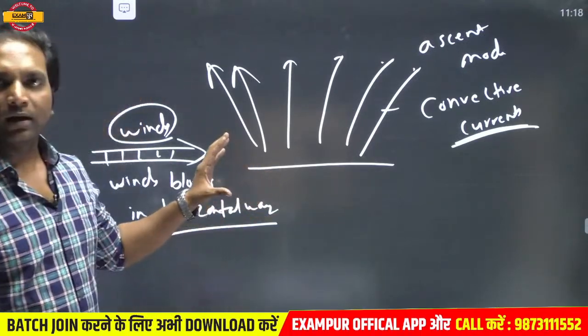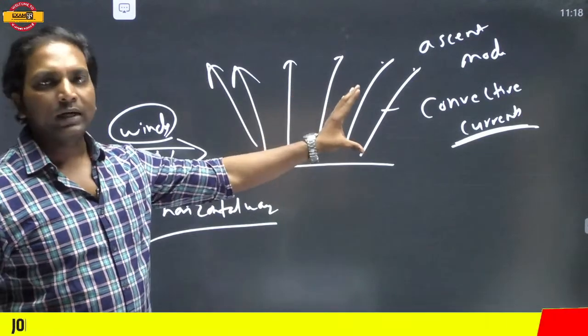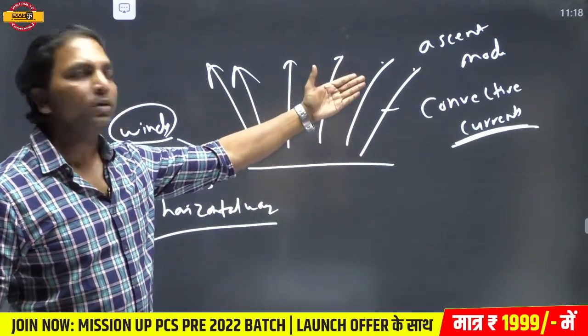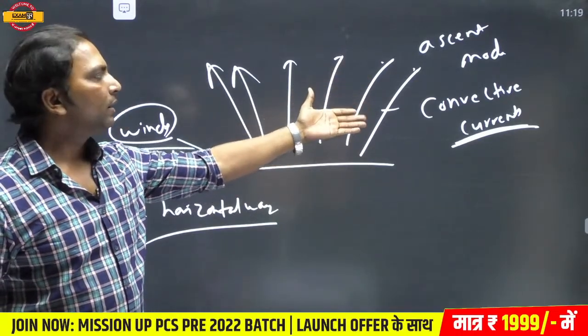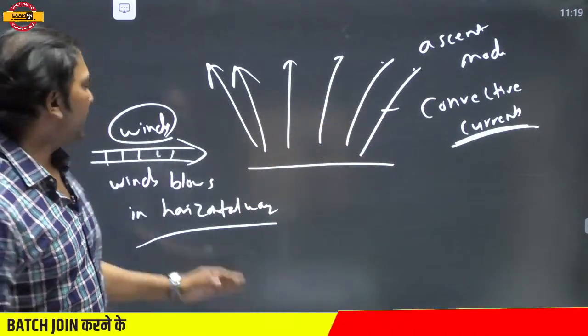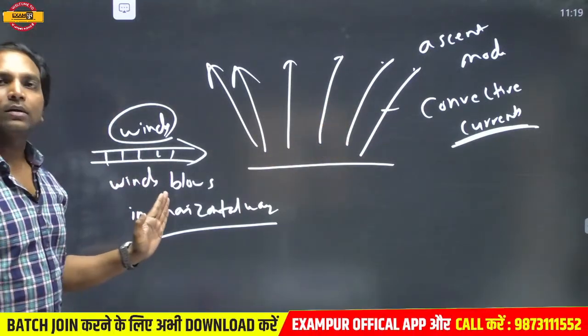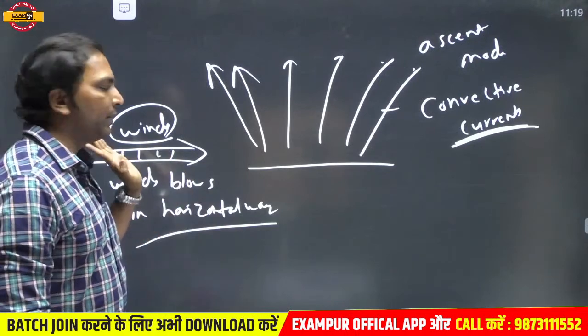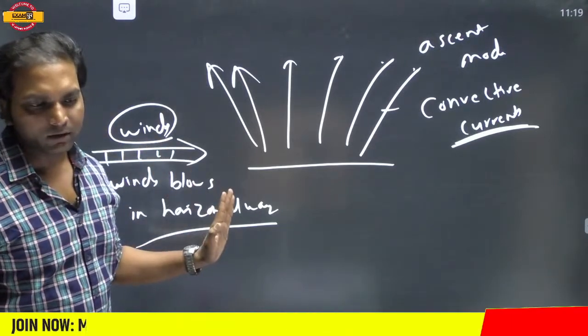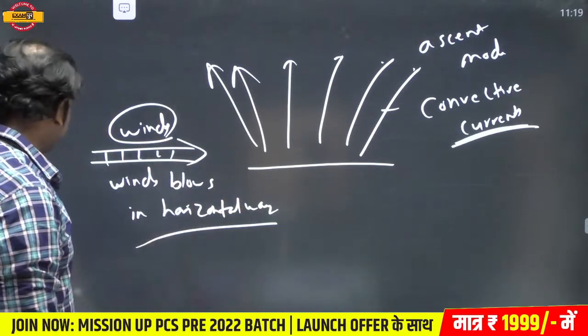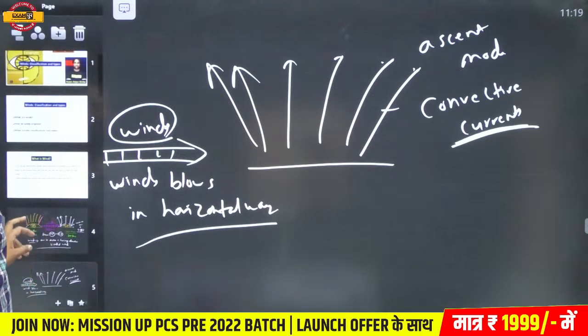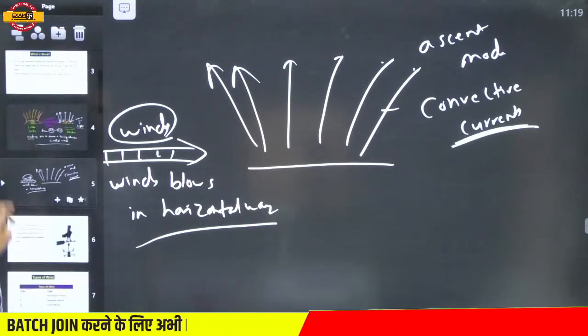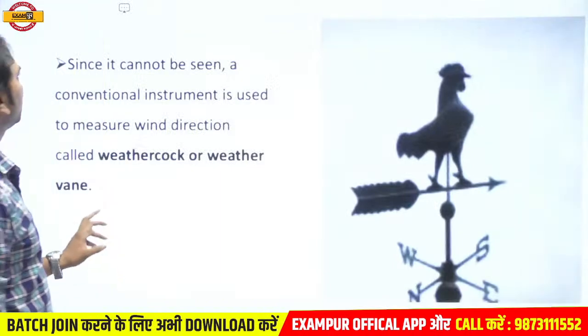So, did you understand what I have said? The ascent mode of air is called convective currents, and the horizontal blowing of air is called winds. Getting it or not? Okay, so come. The next point is again this.